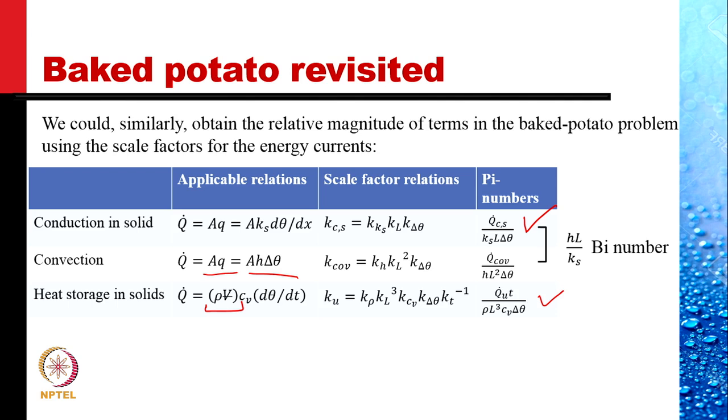From the first two, we get this pi number, and this hL by Ks now can be seen as the ratio of the convective flux divided by the conductive flux in solid. And from the first and third basic pi numbers, we get L square rho Cv divided by Ks tau. Ks divided by rho Cv is replaced by alpha, the thermal diffusivity of the solid material, so that we get L square by alpha tau as the Fourier number. And this is the ratio of heat storage in solid divided by the convective flux at the boundary.